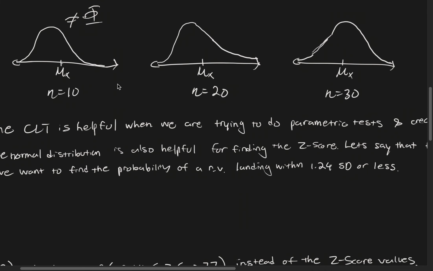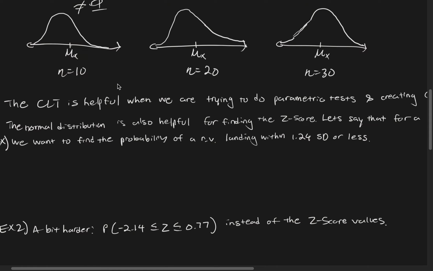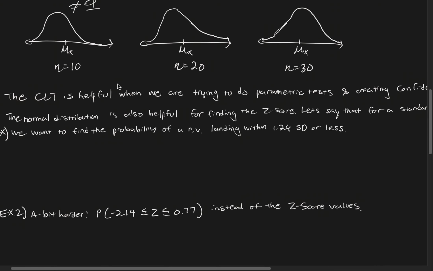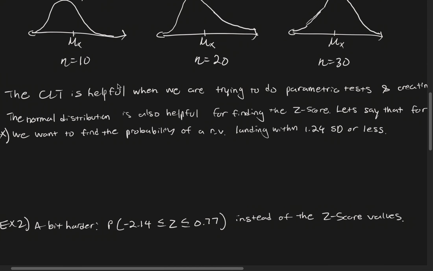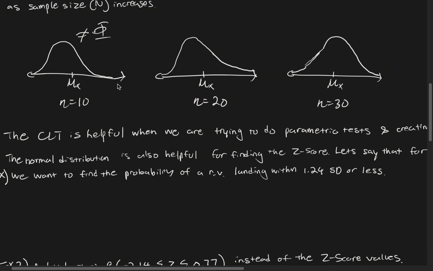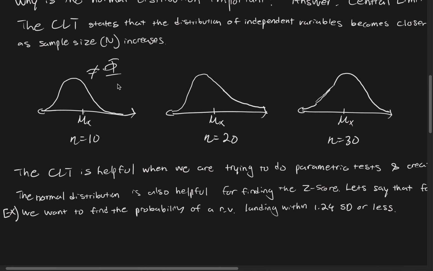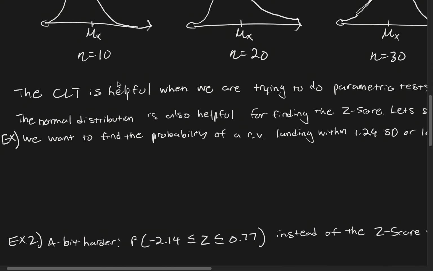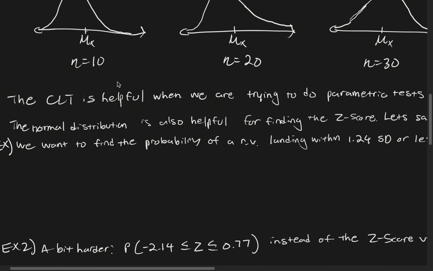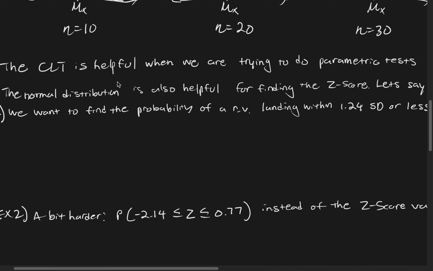All right. So the CLT is helpful when we're doing parametric testing and creating confidence intervals. I'll go over that in future videos, but the whole point is that it's a very important theorem. It's definitely one of the most important theorems in statistics, not calculus. But it's also important for finding the z-score.